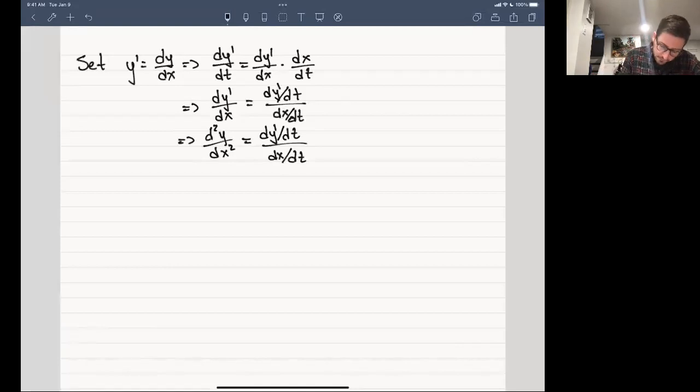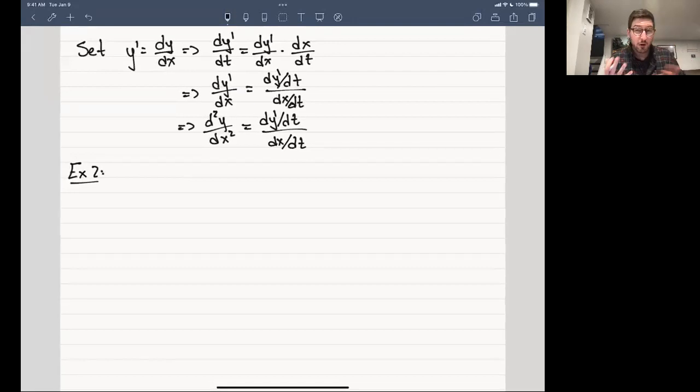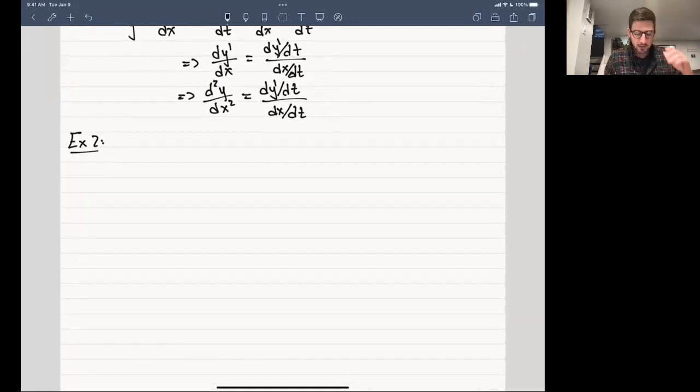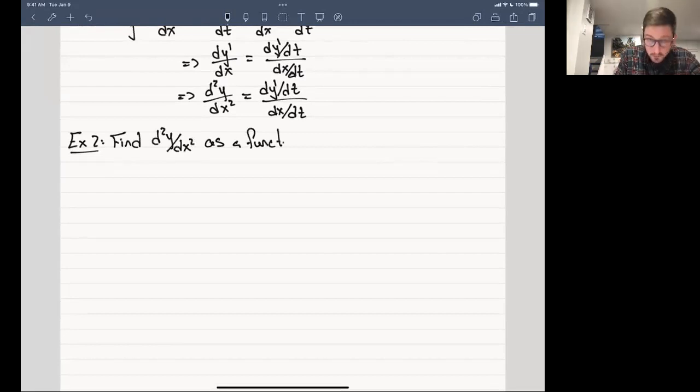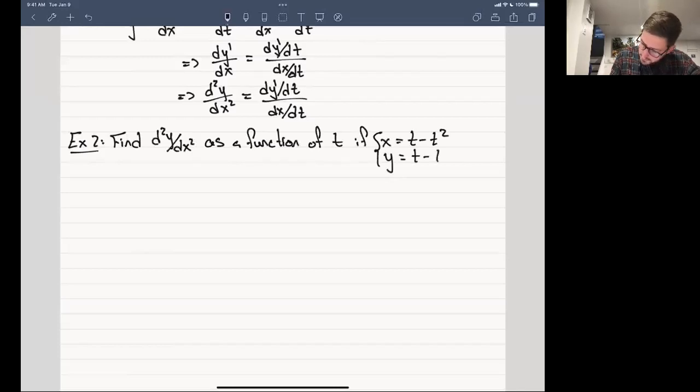And so let's take a look at another example here. Now that we have formulas, it's mostly just a plug and play type thing. So let's find the second derivative of y with respect to x as a function of t, if x is equal to t minus t squared, and let's say y is equal to t minus t cubed.